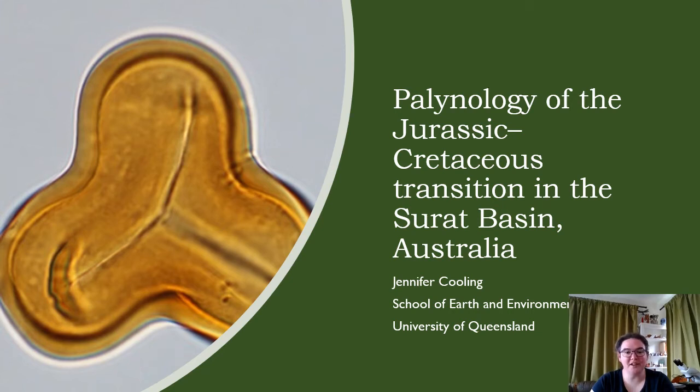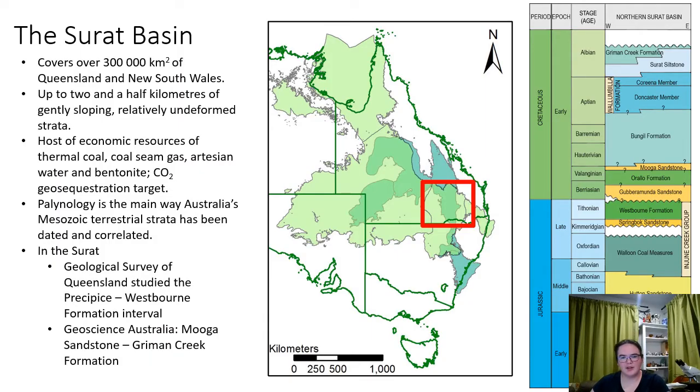Hi, my name is Jennifer Cooling from the University of Queensland, and I'm here, whenever you're watching this, to talk about some work from my PhD project on the palynology of the Jurassic to Cretaceous transition in the Surat Basin of Australia. So just a quick recap for anyone not familiar with it.